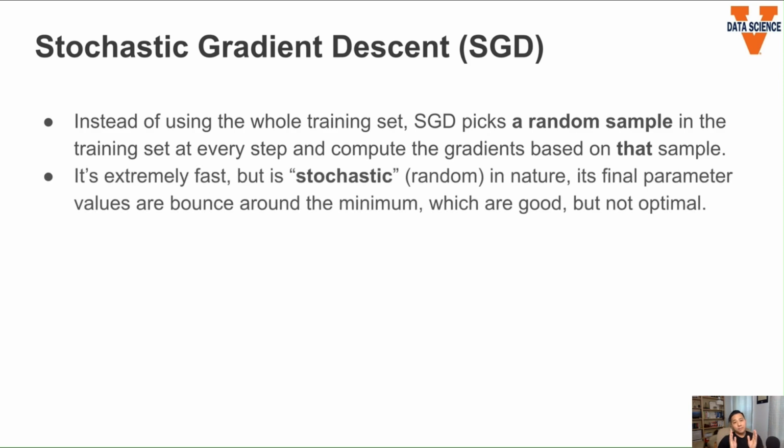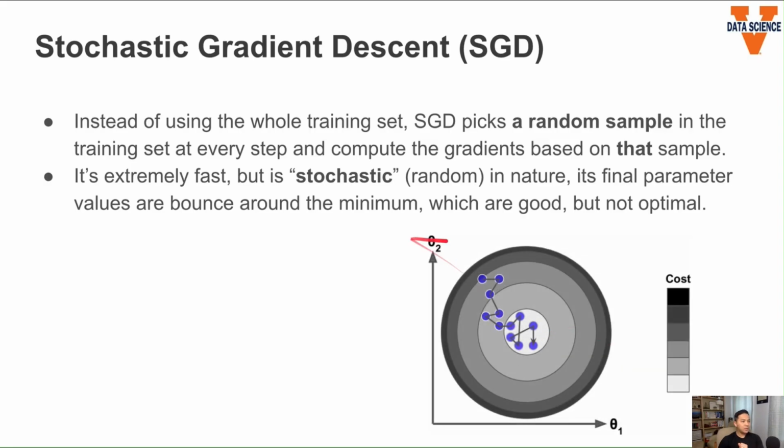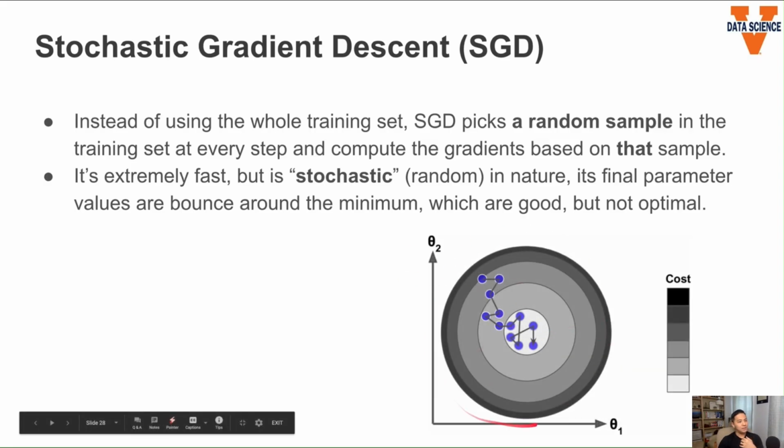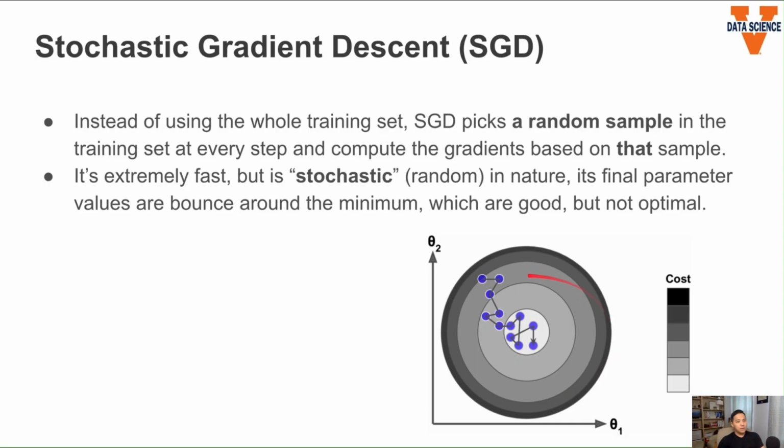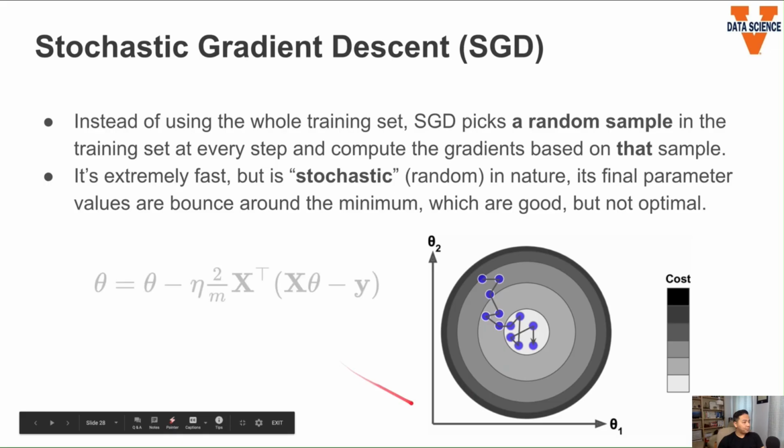However, it's sort of random in nature. So your final parameter might not arrive at the exact minimum, but bounce around a little bit, which is fine, but sometimes not optimal, right? So you can think about the cost function as a bowl, right? And you keep trying to go downhill from there. You might stumble a little bit, right? So every time you use a single training example, but you will get to the minimum point eventually.